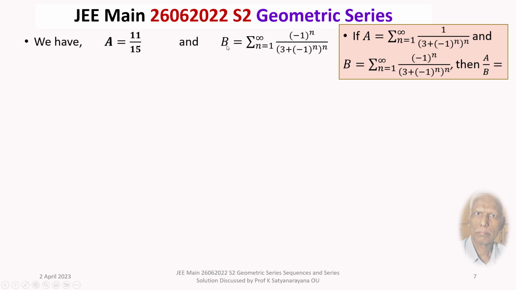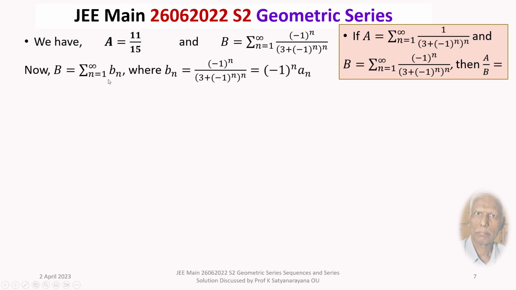And you observe that in this (minus 1)^n, leave it, and this 1 by 3 plus (minus 1)^n into n, all to the power of n, is the same as an, the nth term of the first series. So, B is equal to sigma n is equal to 1 to infinity Bn, where Bn is equal to (minus 1)^n by 3 plus (minus 1)^n whole power n, and that is equal to (minus 1)^n into, this is nothing but the nth term of the first series itself, so an. And the behavior of an we know.